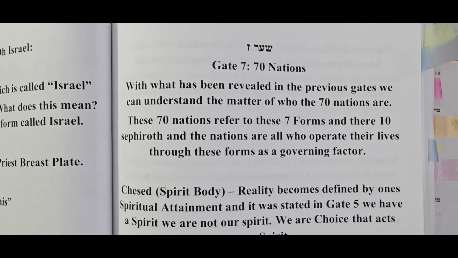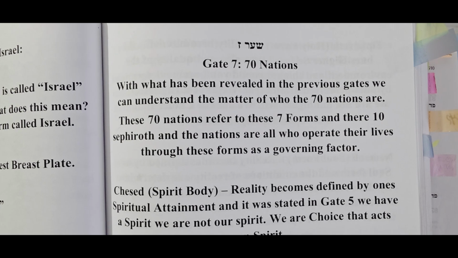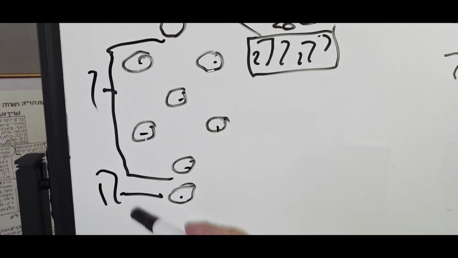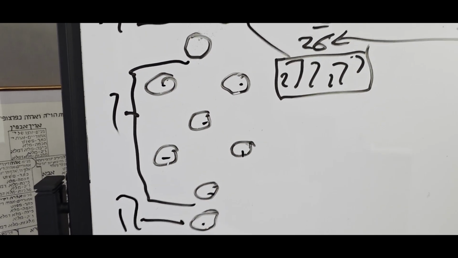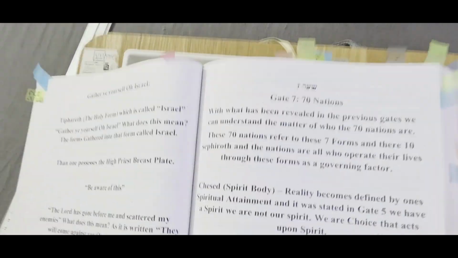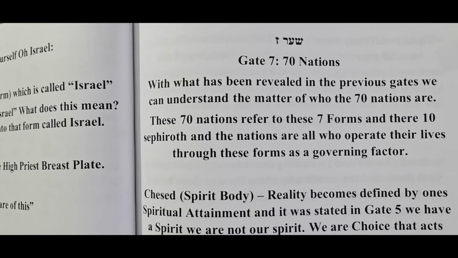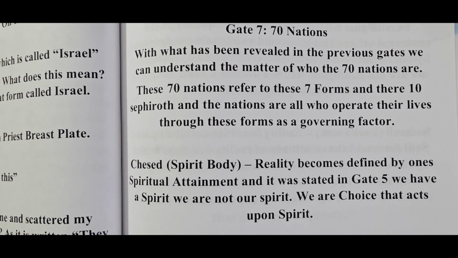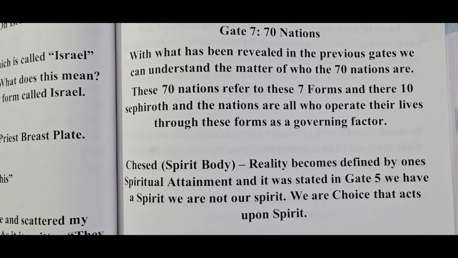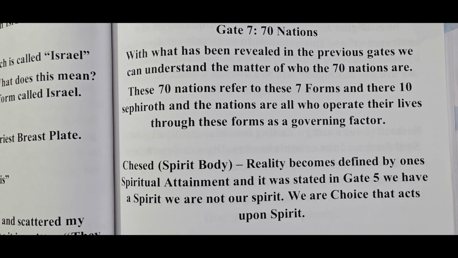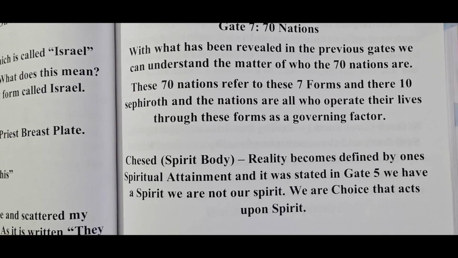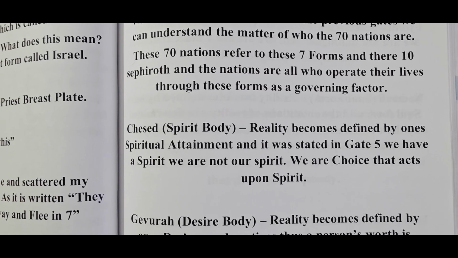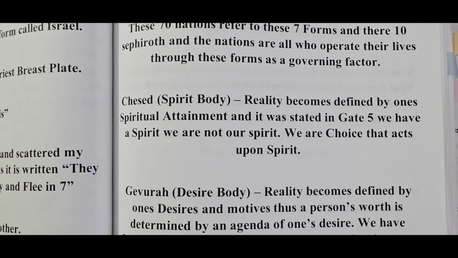So in Gate 7, we read about the 70 nations, which are these 7 forms, each having 10 sub-sephirot. With what has been revealed in the previous gates, we can understand who the 70 nations are. The 70 nations refer to these 7 forms and their 10 sephirot, and the nations are all who operate their lives through these forms as a governing factor. So, here it goes through all the forms.